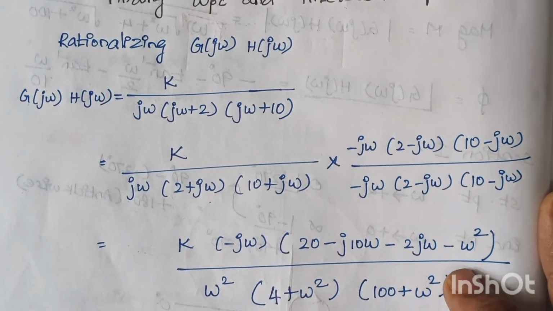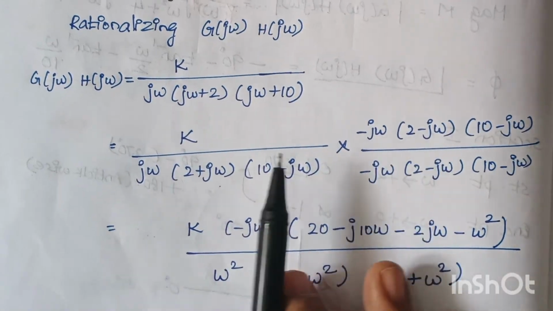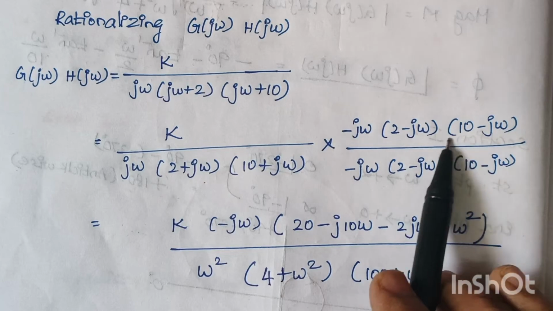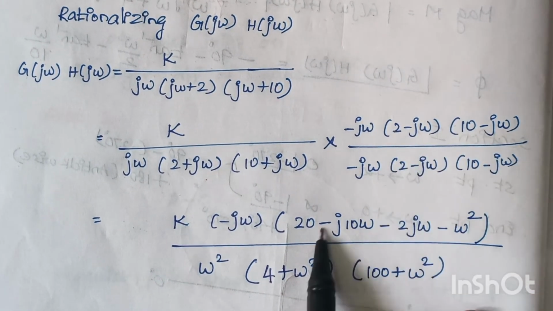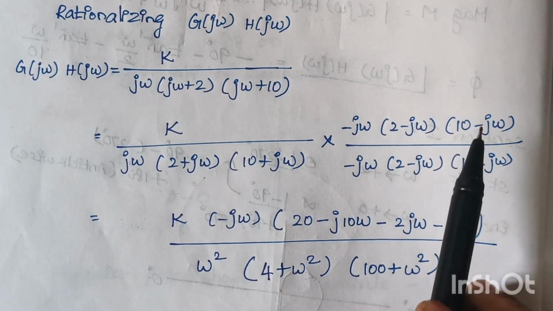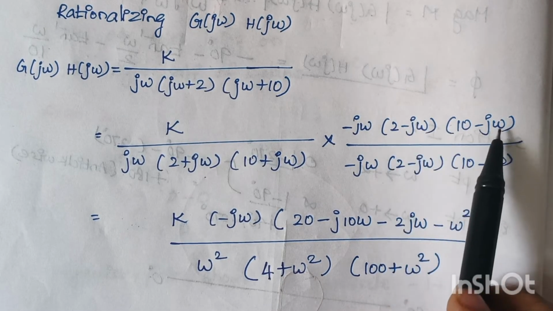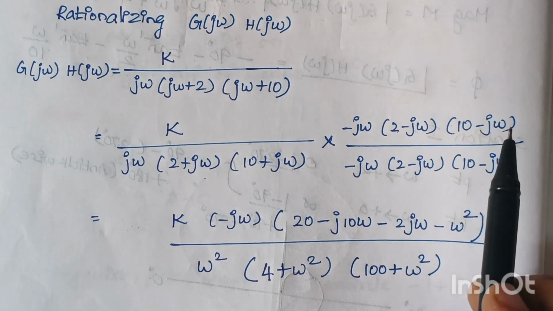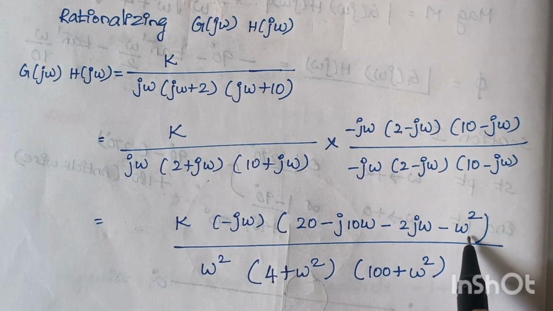The next thing is, here I am combining the numerator terms. You see, k into minus j omega into, I had multiplied these two terms, right? So 10 into 2 gives 20 and 10 into minus j omega is minus 10 j omega. And again when this minus j omega is multiplied with this term, what happens? Minus j omega into 2 gives you minus 2 j omega. And again minus j omega into minus j omega gives you minus omega square, right?